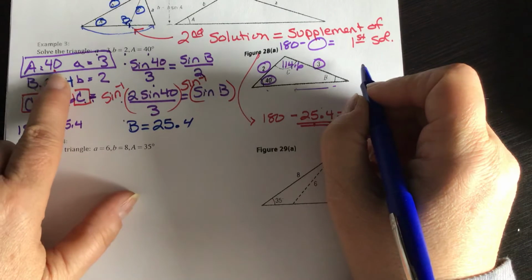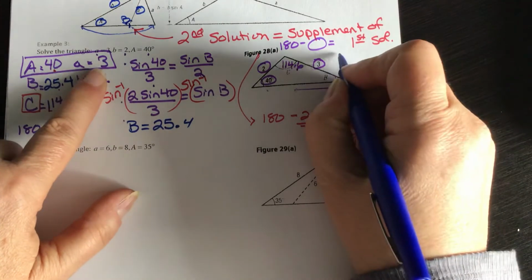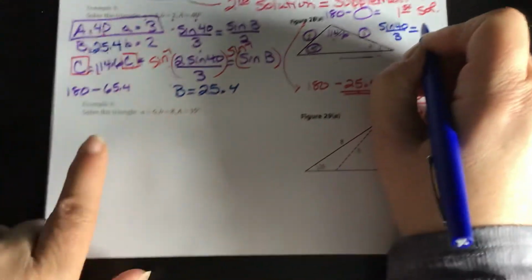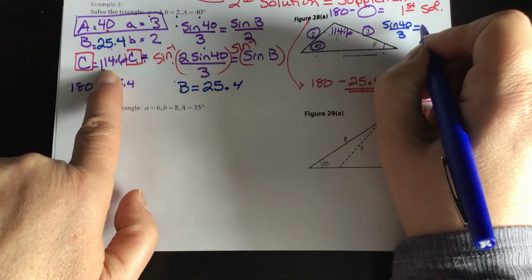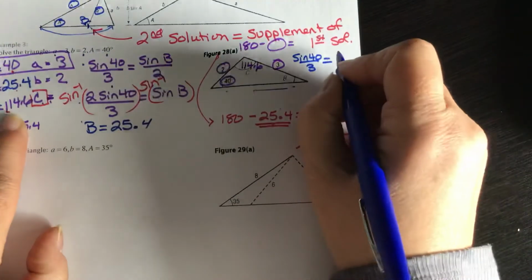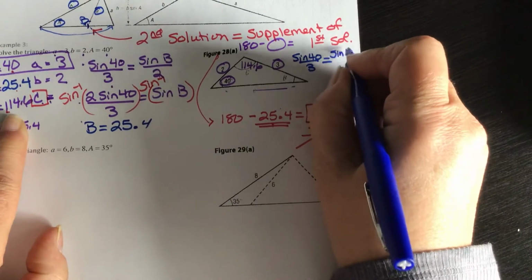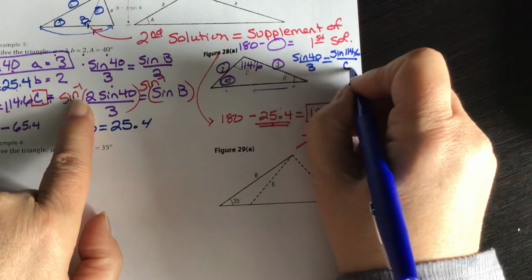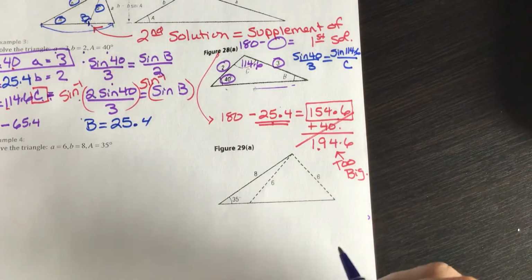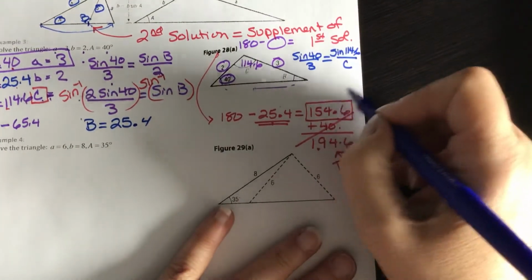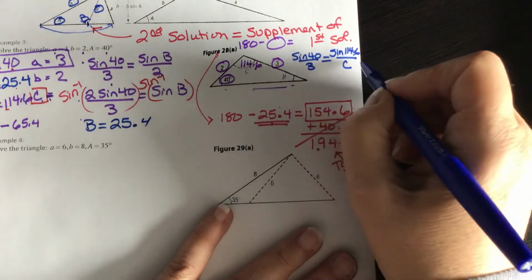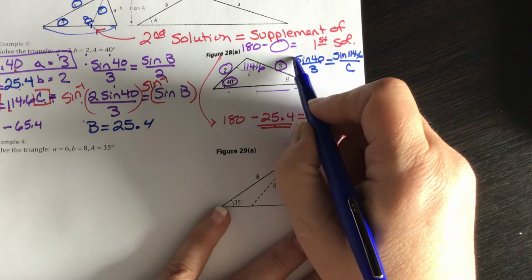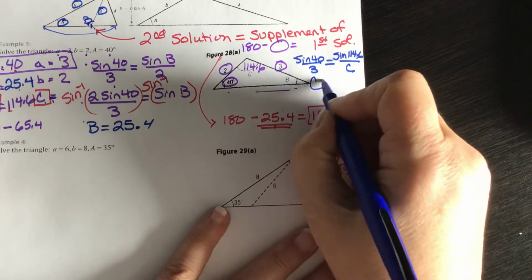So I'm going to take my sine 40 over 3, and I'm going to set that equal to sine 114.6 over side C. All right, so I'm running out of room, so I'm going to condense my steps here. So I'm going to multiply by C over on this side.